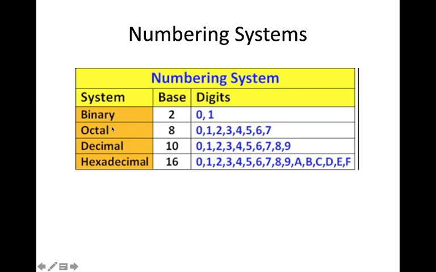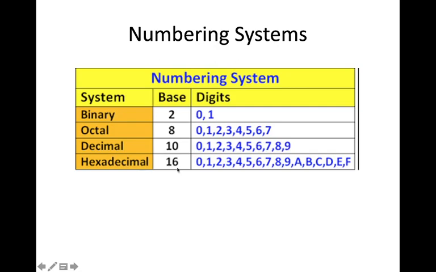In the octal system, the base is 8, so the digits will be from 0 to 7. There is no 8 and 9 in the octal system. After 7 it will be again 10, then 11, 12, 13, like that up to 17. There will be no 18. After that it will be 20, and like that it will go on. Similarly, for decimal, you have 10 digits. You know this decimal system, you have been using it.